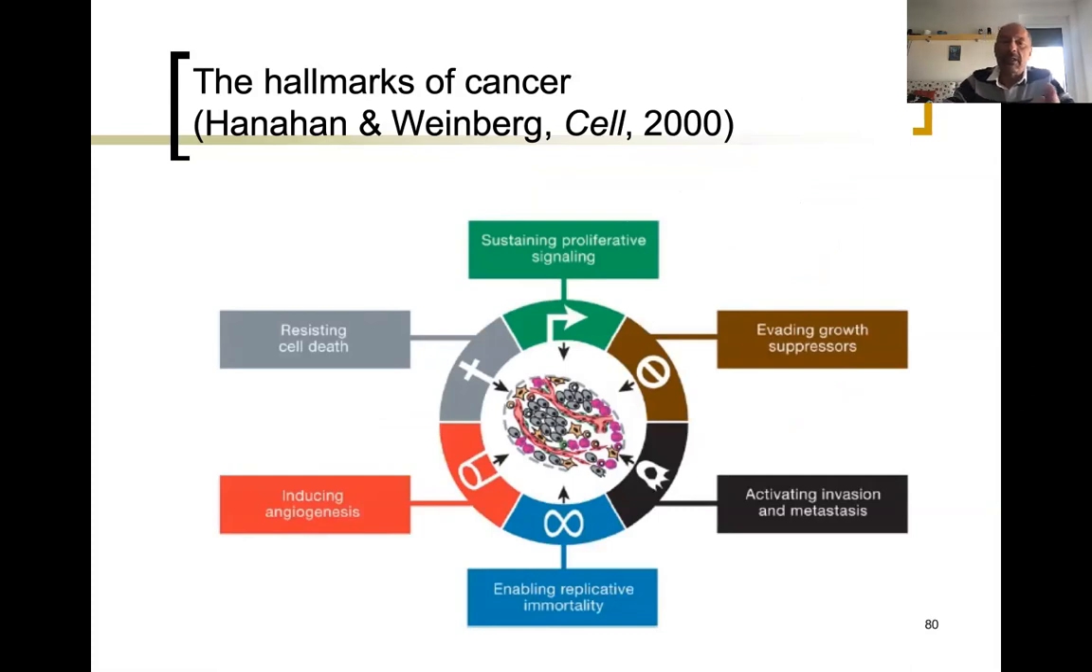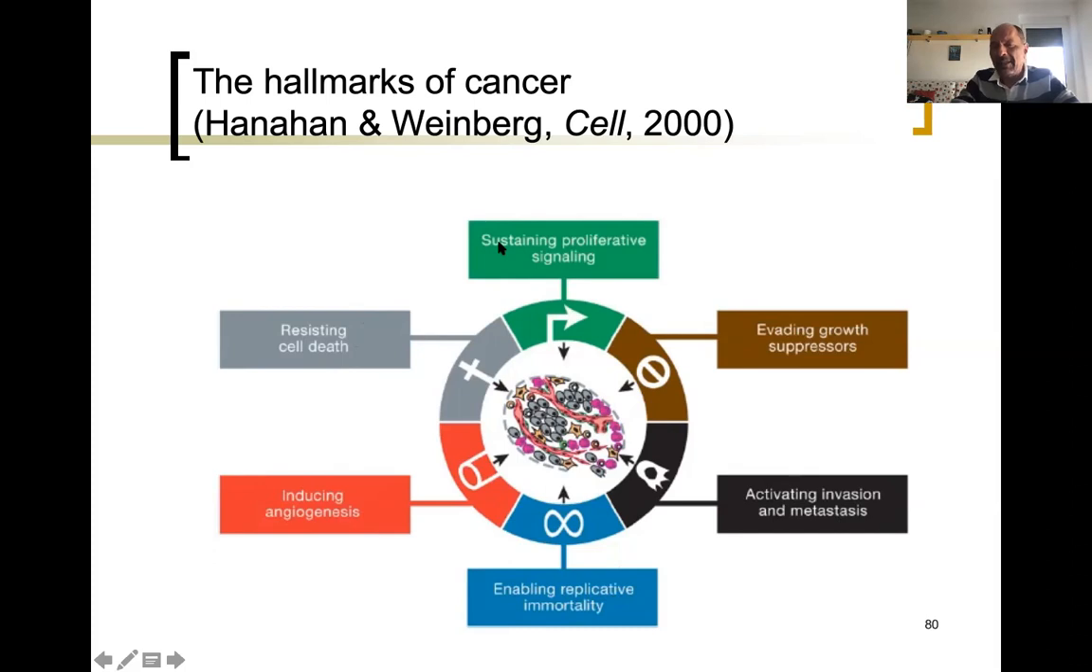In the year 2000, Hanahan and Weinberg published this famous paper, The Hallmarks of Cancer. And the hallmarks of cancer, you see, there are several: sustaining proliferative signaling, evading growth suppressors, activating invasion and metastasis, enabling replicative immortality, inducing angiogenesis. Angiogenesis is the growth of capillaries. You need enough blood, otherwise you are hypoxic, so you need angiogenesis. You need to create new capillaries if you want to grow. And resisting cell death. These are the so-called hallmarks of cancer.